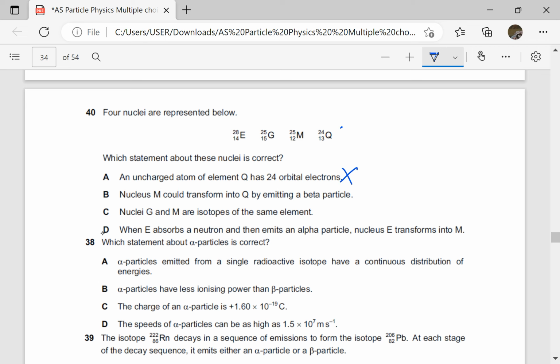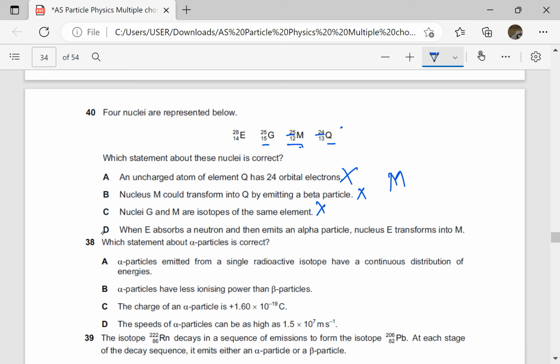That is wrong. Nucleus M could transform into Q by emitting a beta particle. Let's see. If M transforms into Q by emitting a beta particle, they have different nucleon numbers, yet beta particles do not change the nucleon number, so that is also wrong. Nuclei G and M are isotopes of the same element. They are not isotopes because they have different proton numbers.